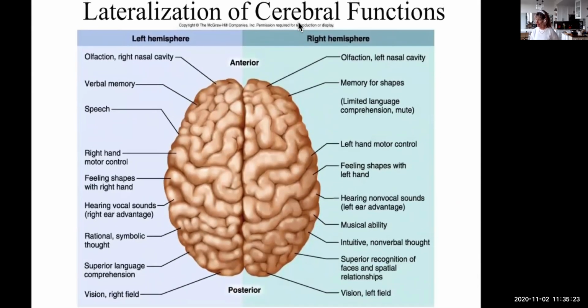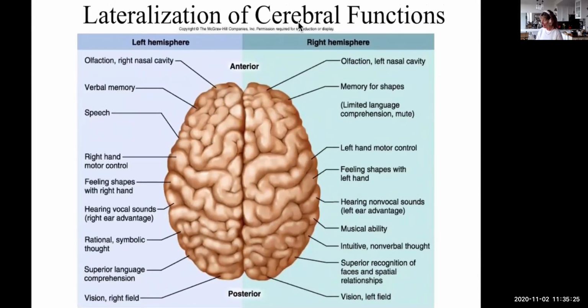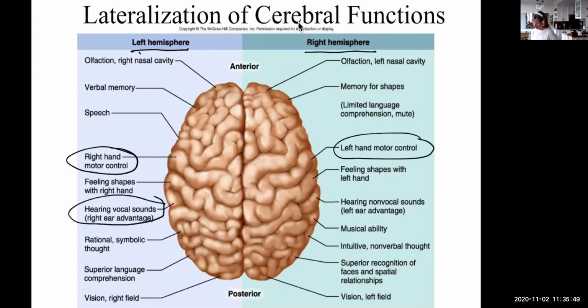So lateralization just means that the different hemispheres have slightly different functions. So the left hemisphere, for example, has right hand motor control, and the right hemisphere left hand motor control because of crossing over. There's a right ear advantage in hearing vocal sounds, and there's a left ear advantage in hearing non-vocal sounds, so sounds other than speech. So it's very interesting.